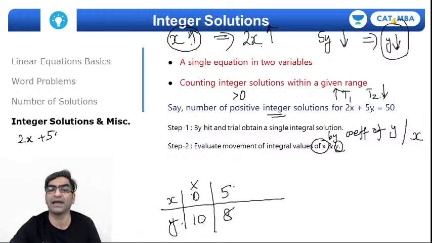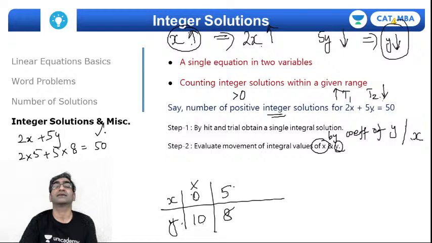2x plus 5y evaluate करते हैं. 2 times 5 plus 5 times 8. 10 plus 40 is indeed 50. So it is a solution, all right. है ना? अगला solution कैसे बनाए?